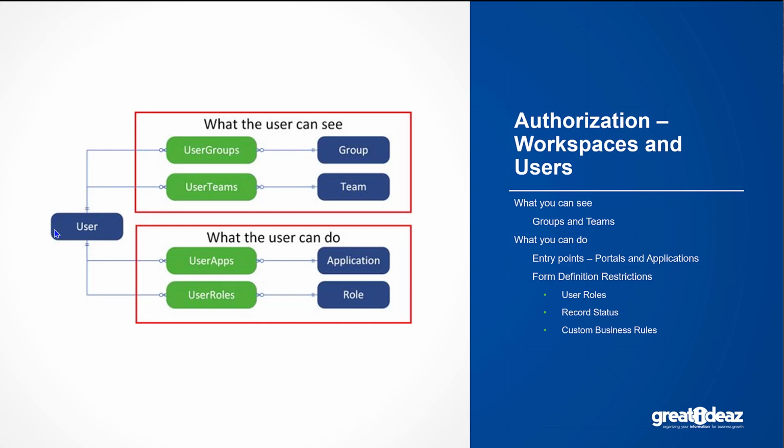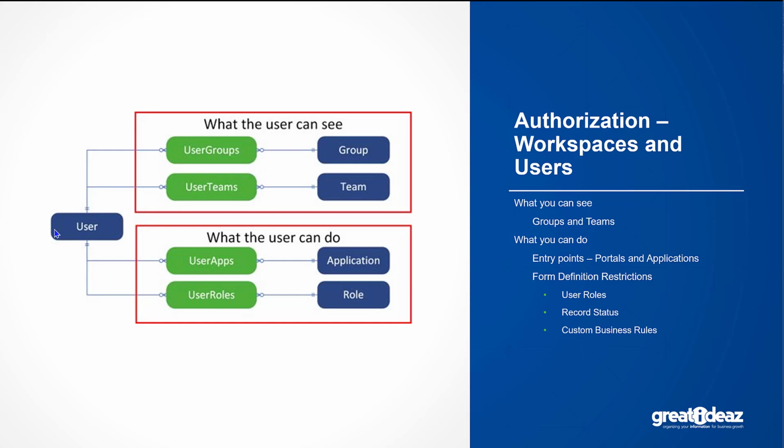So the next thing to consider is what can the user actually do? So from a user doing something, they need access to a form definition that allows them to see the record in the first place. So essentially, the user apps is going to allow them access to entry points. So either a portal or an application that says, here is a list of customers, here is a list of clients, here is a list of orders. So if the user doesn't have access to the portal or application, then they can't see the records that are controlled by that portal or application.